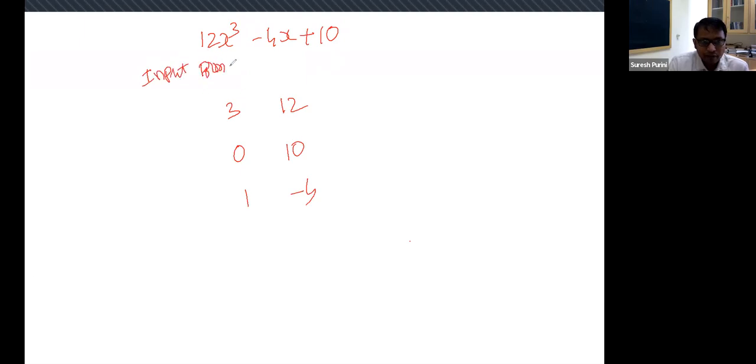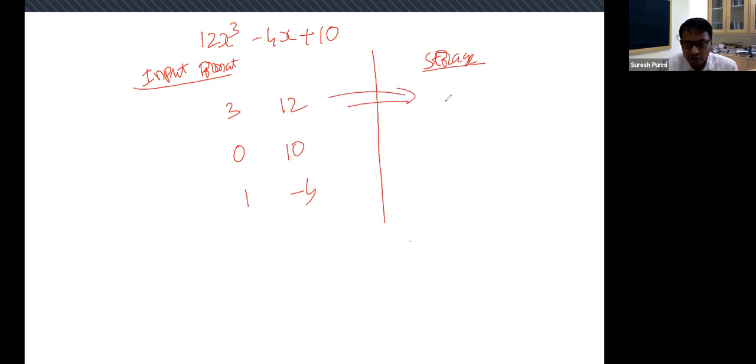So here this is the degree. No, this is not a 2D array. Internally, the storage may still be the same. When you see this, you may just say A of 3 is equal to 12. And A of 0 is equal to 10. And you can represent this as A of 1 is equal to minus 4.